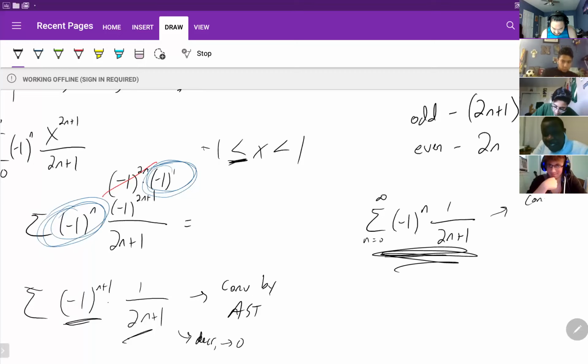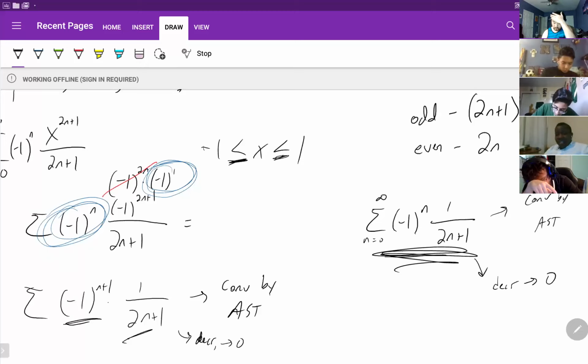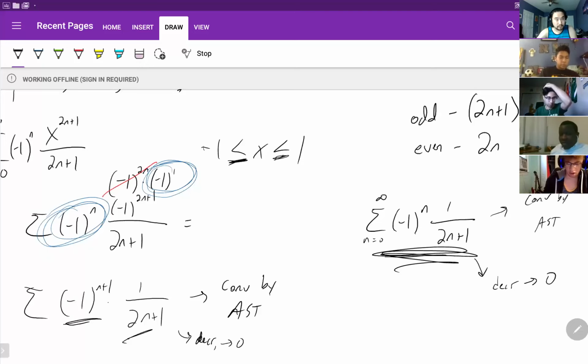It converges by AST also, because this is once again decreasing and goes to 0. So for this one, the interval of convergence includes both 1 and -1, and we see how this is actually different from 1 over 1 minus x, the first one that we did. So, going back to the point I was making before, yes, the radius of convergence will stay the same, but you still have to check the endpoints.